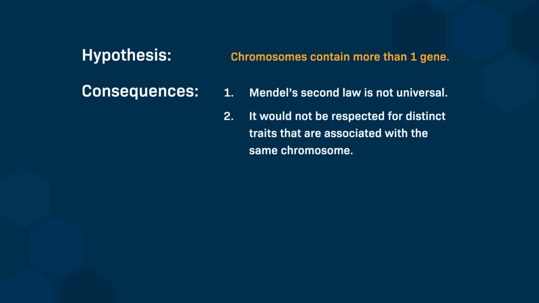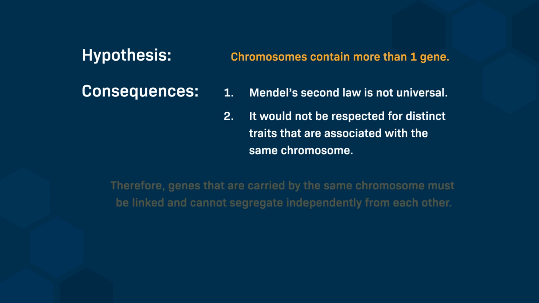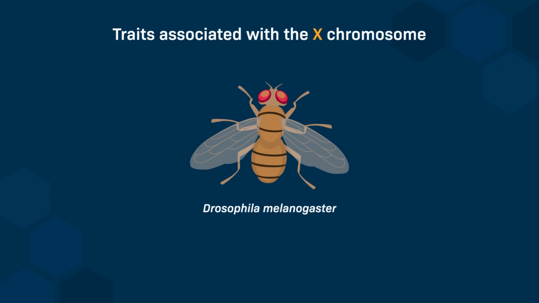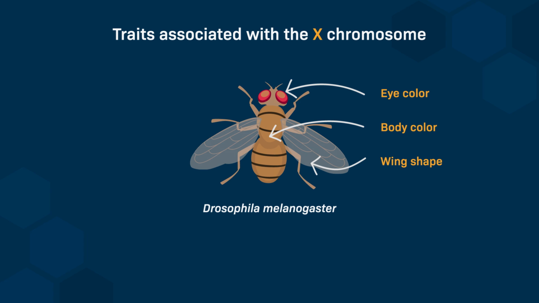If two distinct traits are associated with the same chromosome, they will not theoretically follow the second law of Mendel, which is the law of independent assortment. Therefore, genes that are carried by the same chromosome must be linked and cannot segregate independently from each other. Thomas Morgan's research group addressed the nature of gene linkage by studying the hereditary transmission of traits in Drosophila melanogaster. They focused especially on traits that were associated with the X chromosome, such as eye color, body color, and wing shape. To demonstrate their findings, we'll explore the linkage between the genes responsible for sex and eye color.